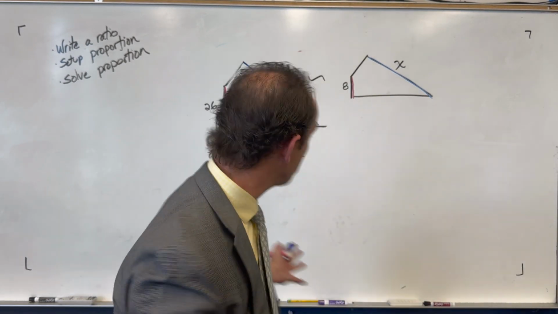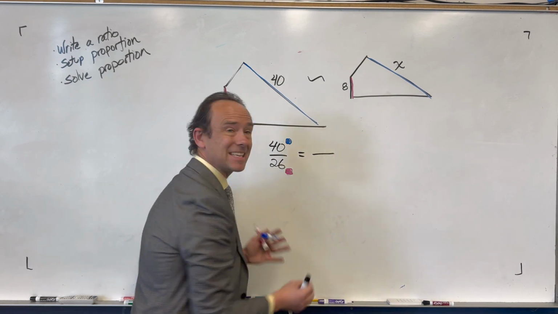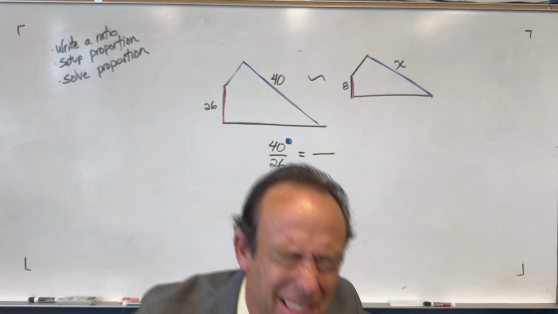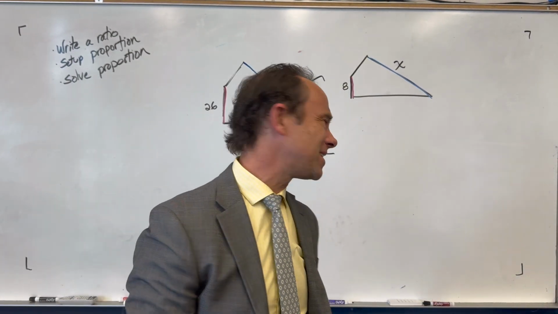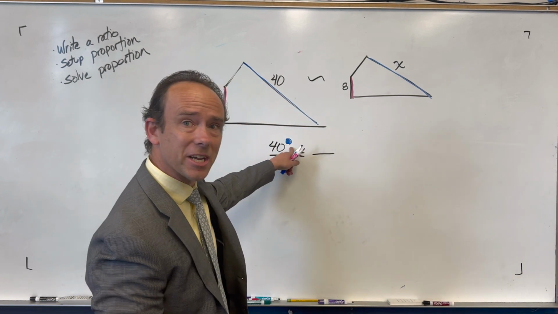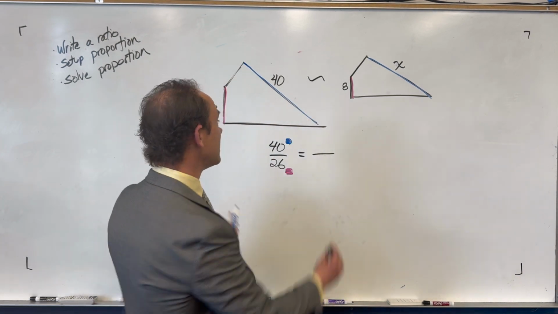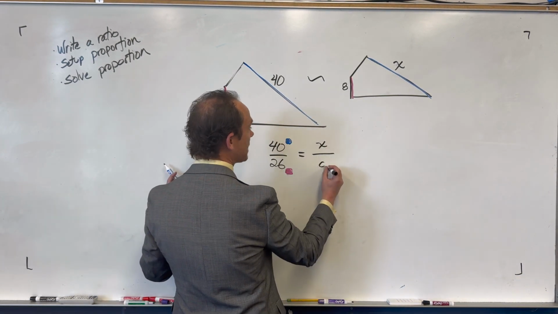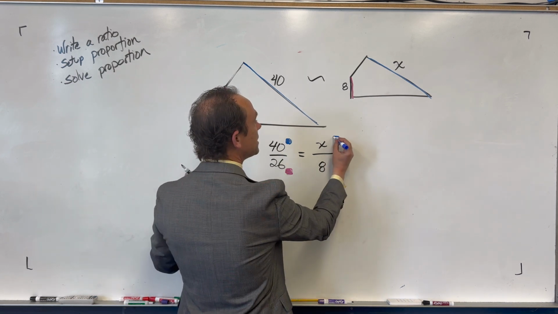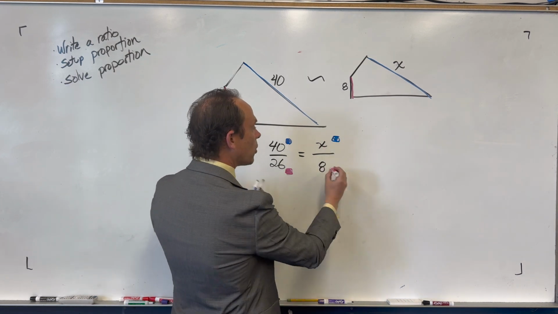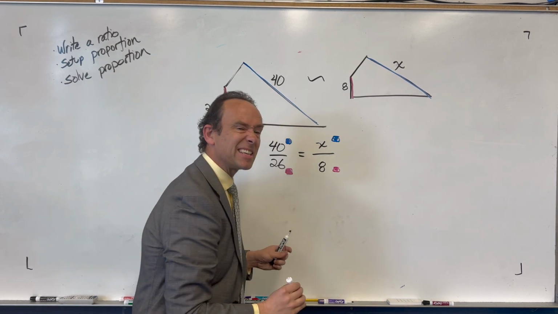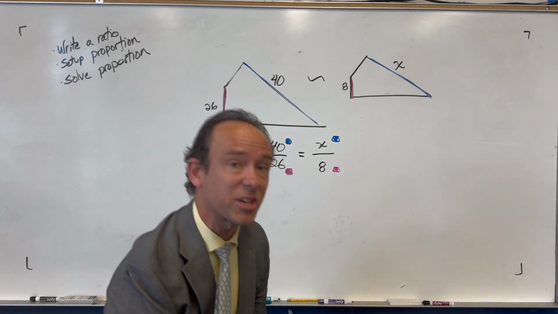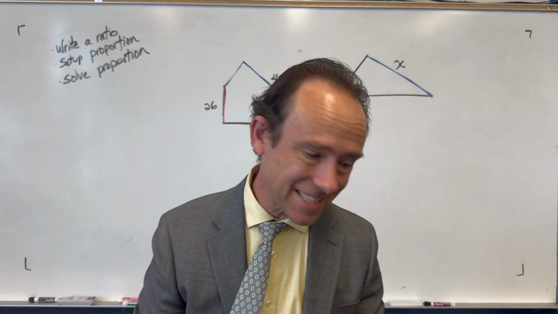Let's set up a proportion. I've got to be consistent. I can't just put any side that I want here. I got to go blue to pink. So over there, X has to be on top, and it's got to be on the bottom because it's a ratio of corresponding sides. And in this picture, the colors are the corresponding sides.